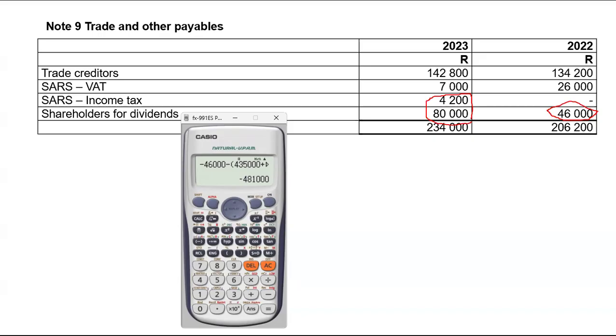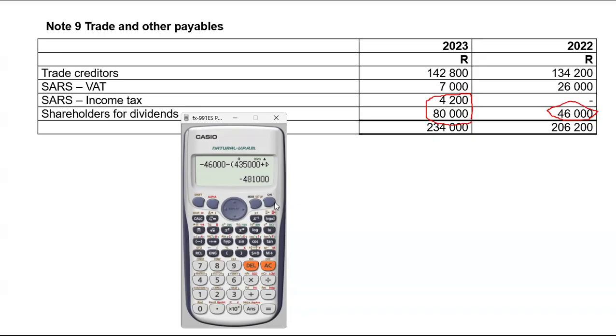which the final dividends, as I said, you'll find them in trade and other payables. And the final for last year was 46,000. It has to be paid this year. The final for this year is 80,000. It'll only be paid next year. So for this year, we'll show it without brackets. And I will simply take the negative 46,000 minus this year's interim plus final, which was how much?